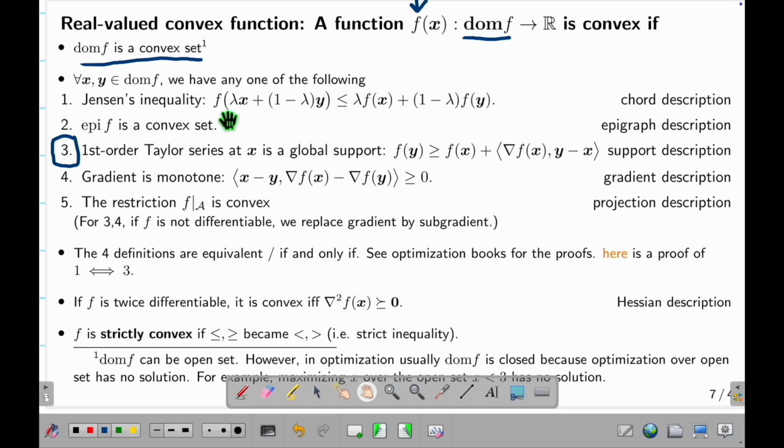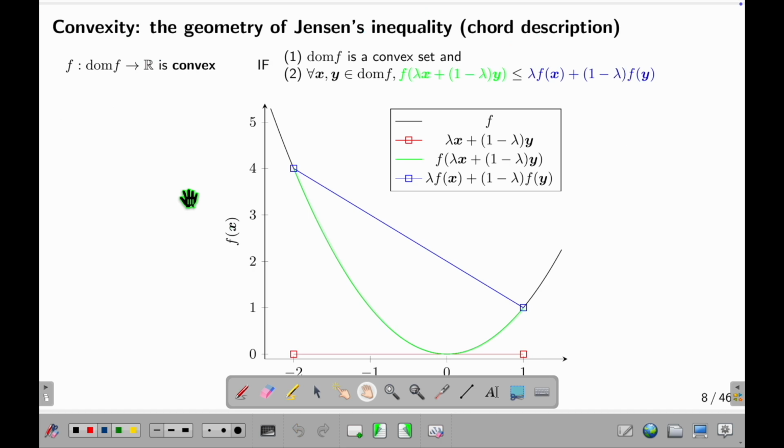Now the same. We have 5 definitions. Actually, you can keep having 6, 7, 8, 9, 10. Some of them are useful for some situations. So that's the key point. You need to know which one to use in which situation. And now, these are inequalities, right? If I replace this inequality by a strict inequality, this is not convex, but strictly convex. That's the idea. So these are equivalent definitions. So let's look at them one by one.